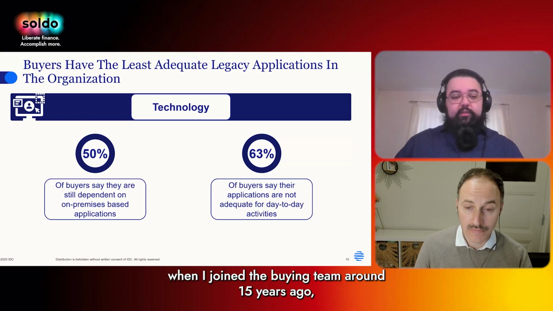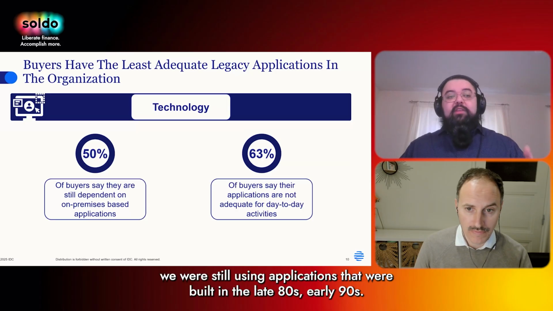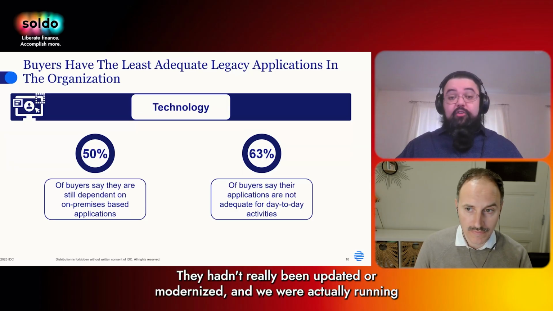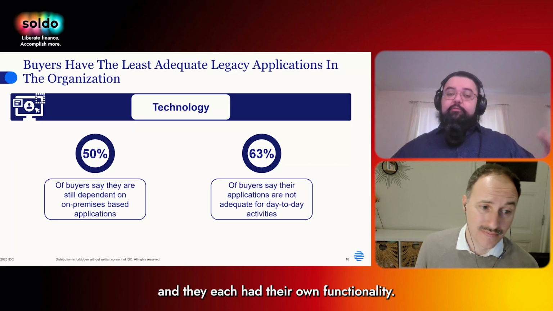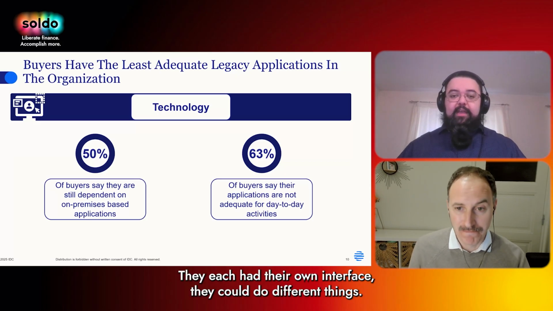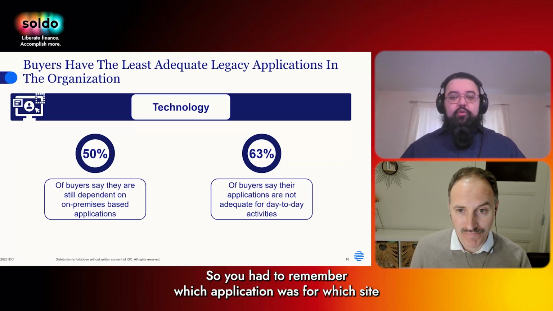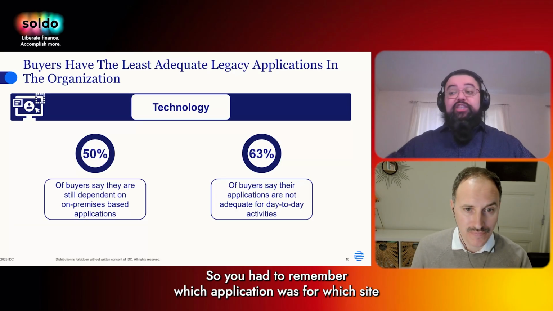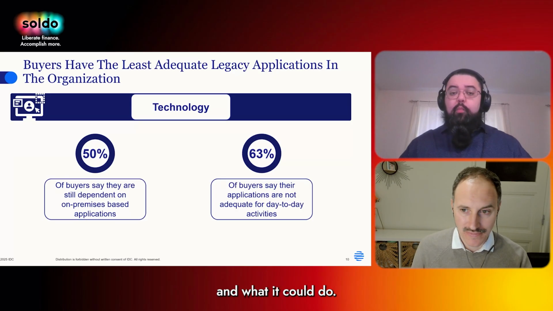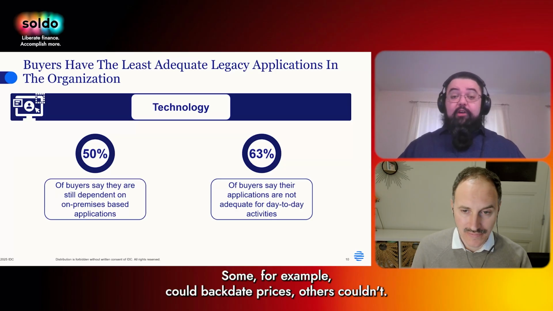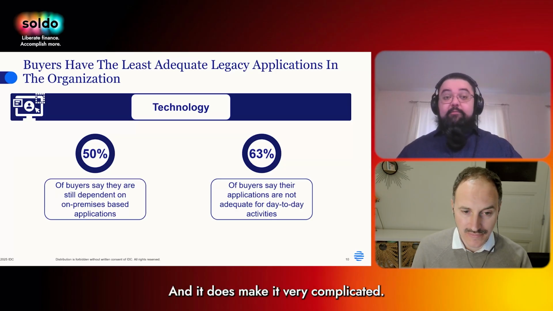When I joined the buying team around 15 years ago, we were still using applications that were built in the late 80s, early 90s. They hadn't really been updated or modernized. And we were actually running two different procurement systems across three different sites. And they each had their own functionality. They each had their own interface. They could do different things. So you had to remember which application was for which site to know exactly which type of interface you needed to use and what it could do. Some, for example, could backdate prices, others couldn't. And it does make it very complicated.